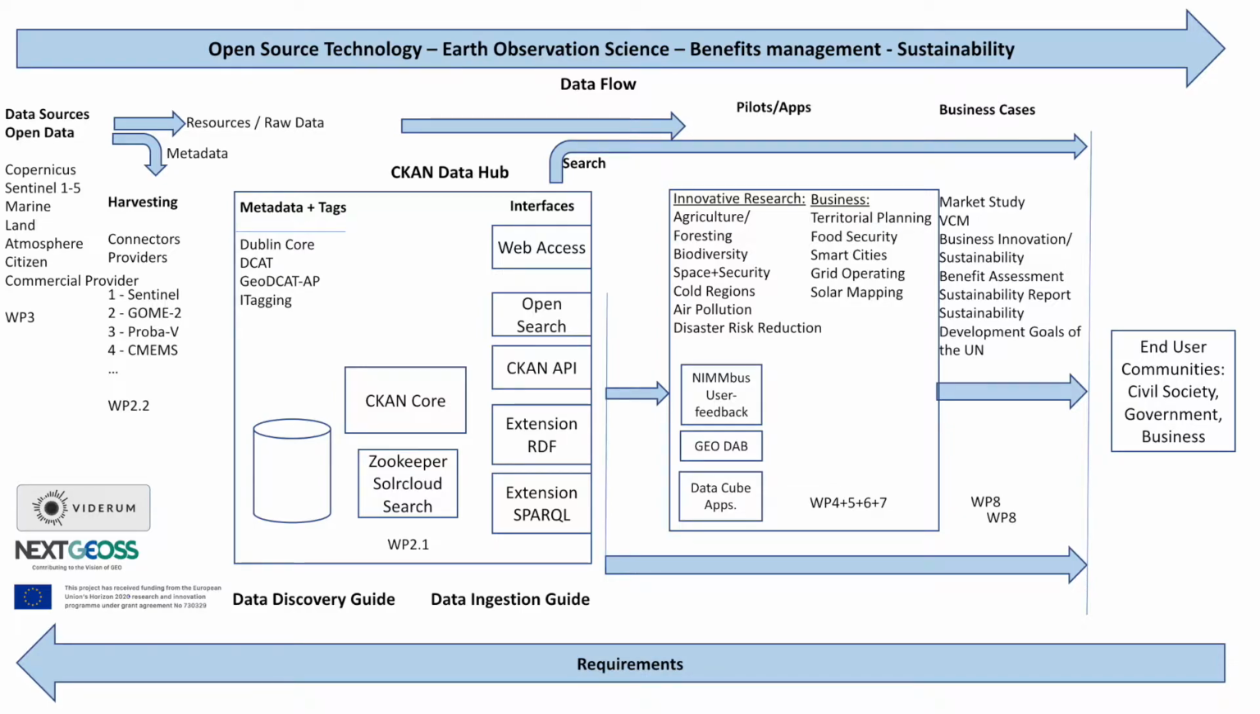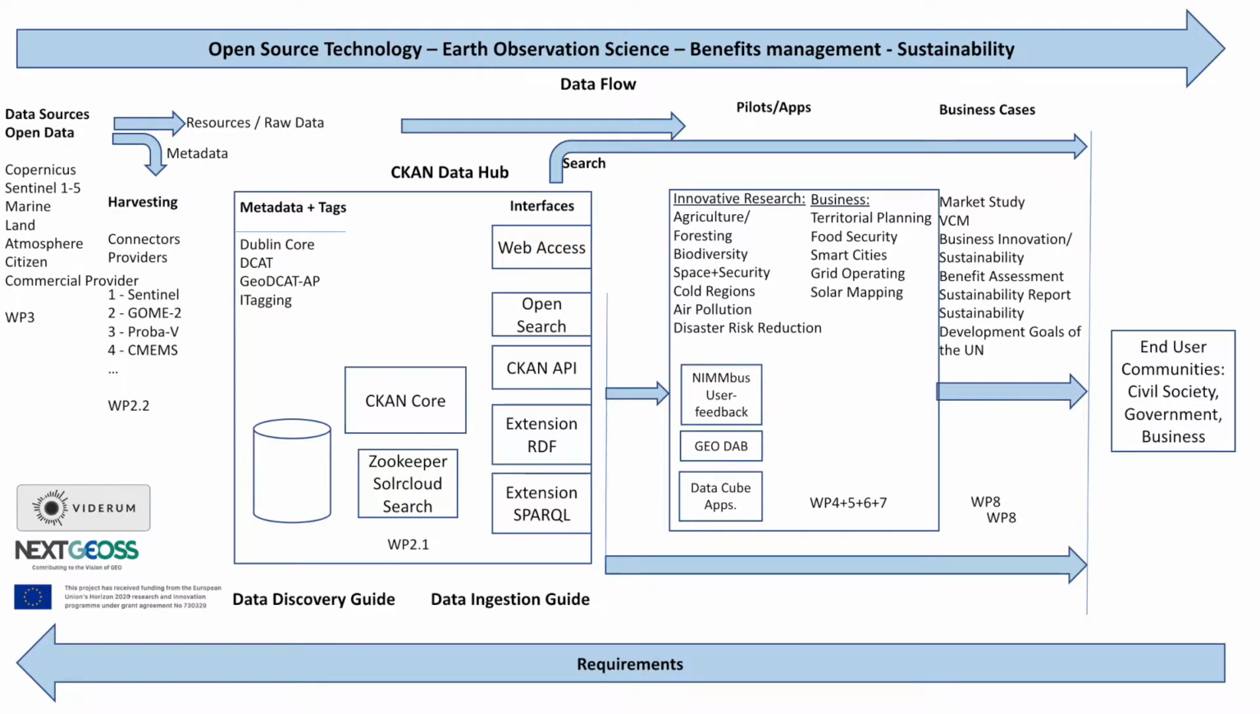Once the data are harvested and the metadata are in the CKAN database, they can be searched in several ways. With an ordinary web browser, a search can be done through the standard search interface, or by choosing filters or categories. And there are also several programming interfaces which can search the data hub. An OpenSearch interface is implemented and tested. The normal CKAN API is available. And if there's demand, RDF and SPARQL extensions for semantic web operations will be installed.